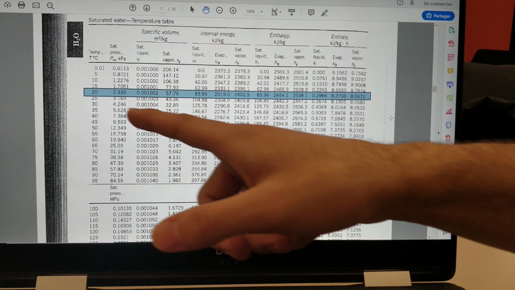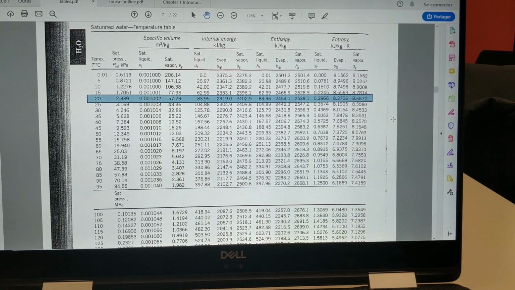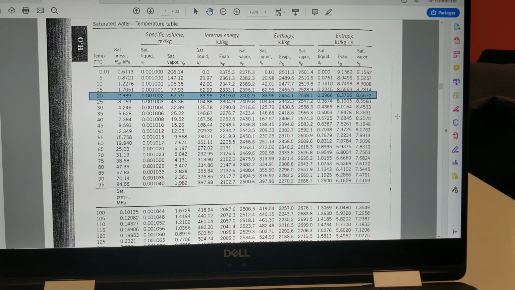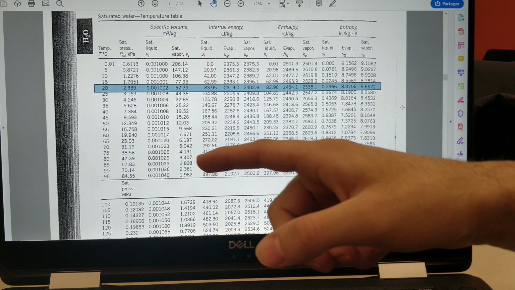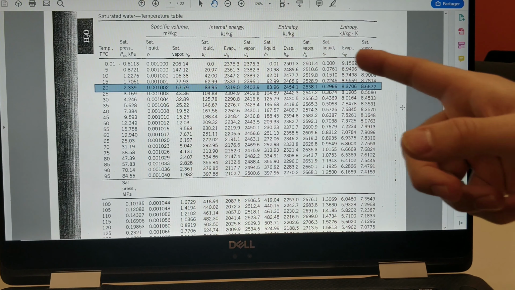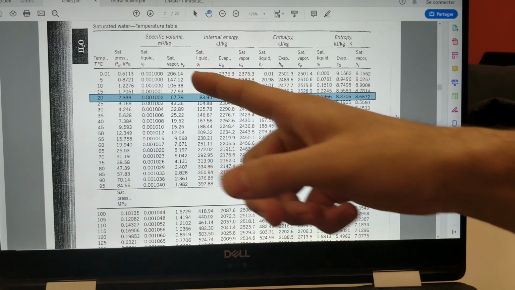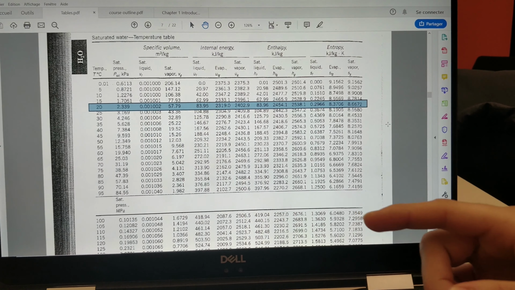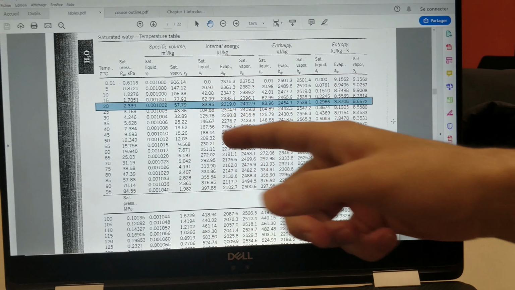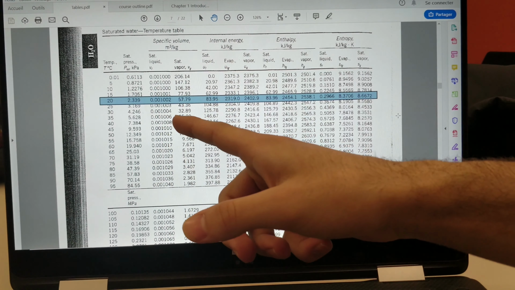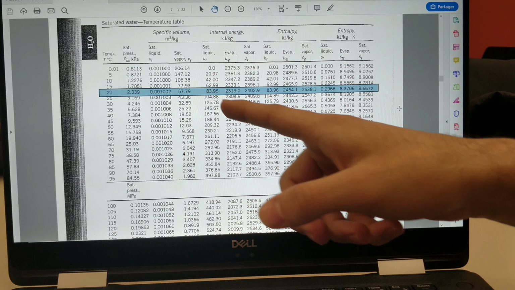So for example, here at 20 degrees Celsius, we know that the pressure should be 2.339 kilopascals for it to be a saturated substance. So if it is a saturated substance, then we can know all of the other properties of it. So we could see the specific volume. However, if it is a saturated mixture, then there are two different volumes. First of all, we have the volume for the saturated liquid, then we have the volume for the saturated vapor.